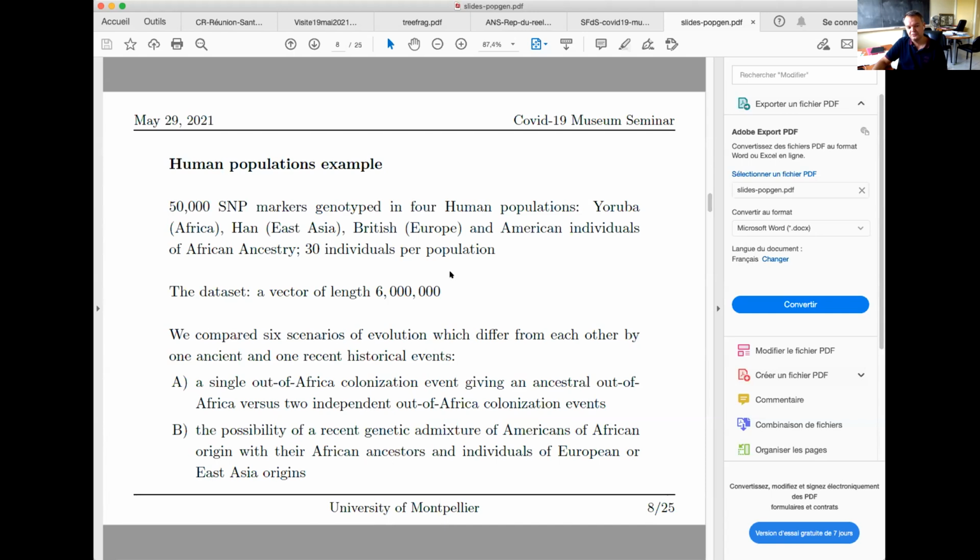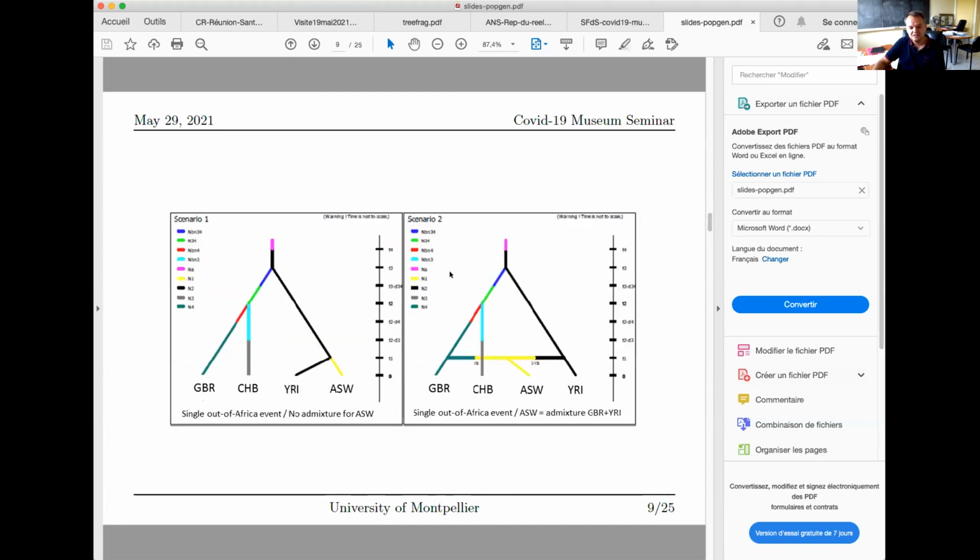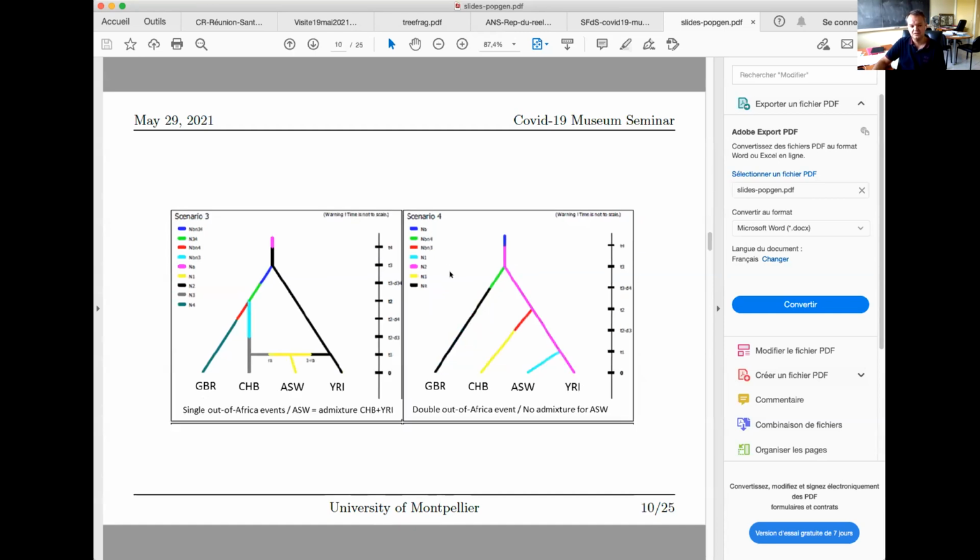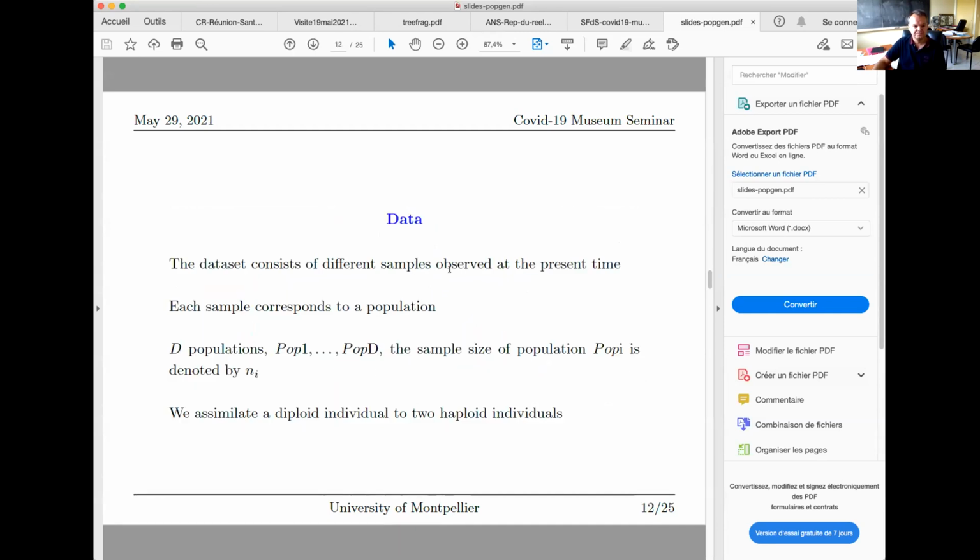And also another thing we would like to infer is the possibility of a recent genetic admixture of American or African origin, with African ancestors and individuals of European and East Asian origin. So you have this scenario, and we try, by using genetic information at the present time, to discriminate between these different scenarios. Okay, so you got this.